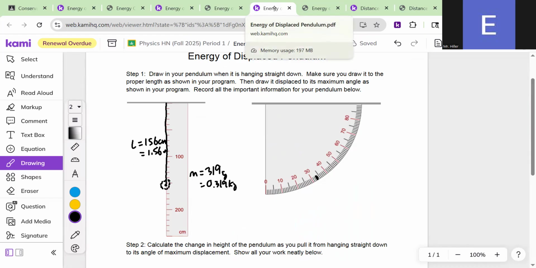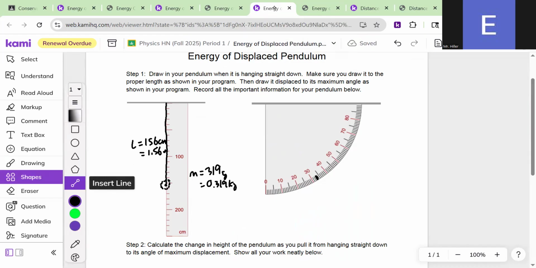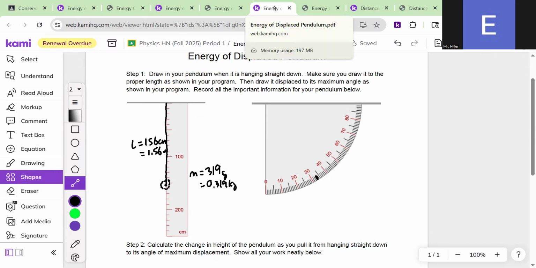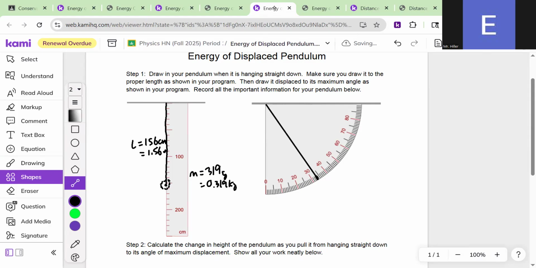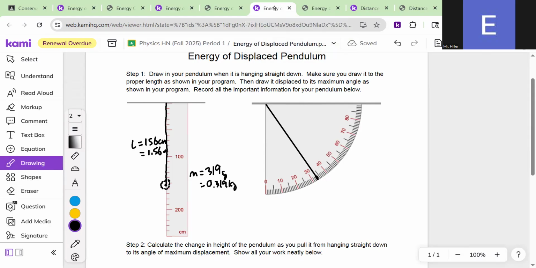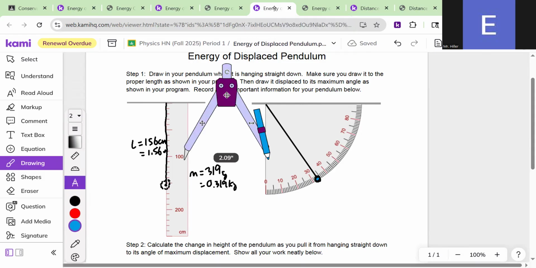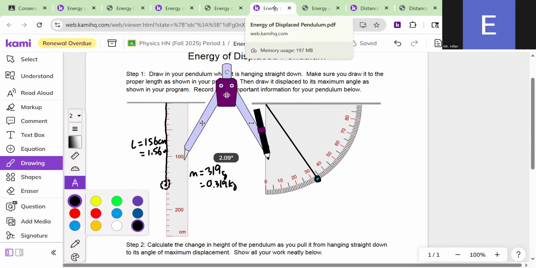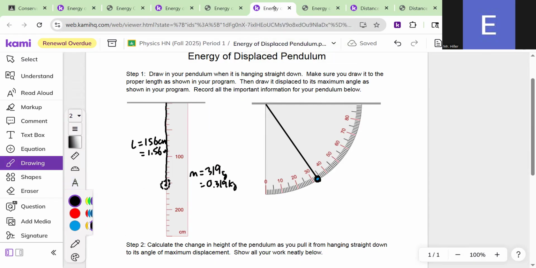Okay, and what I would do is I would go to shapes. Go to shapes and draw a straight line from this point here to where that angle is, just like that. And then go back to drawings, you can put the center of the ball right at that point right there. Okay, so that is what we're trying to do. Okay, center's right there. Okay, and then just record your angle. There we go. Okay. So there's my angle. My angle is 33 degrees.